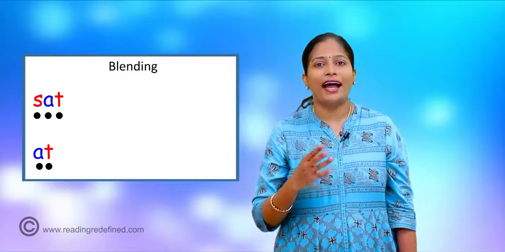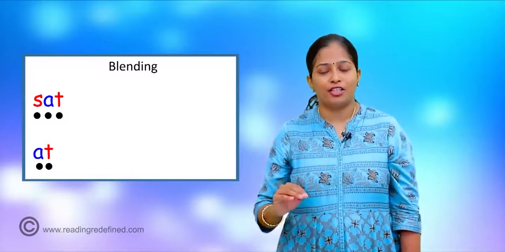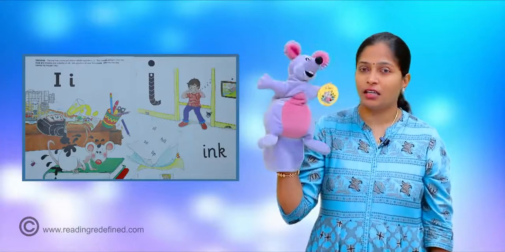Now blending the words after S, A and T. S, A, T. Can you blend the word? S, A, T, sat. A, T, at. Next, moving on to the next sound. We have to call someone very important for learning this letter sound. Let's call Inky. Here is our Inky.